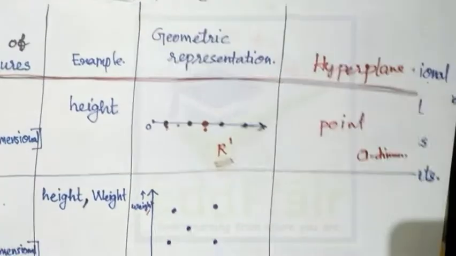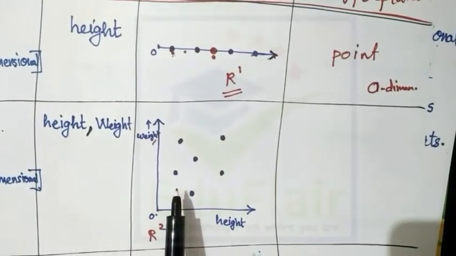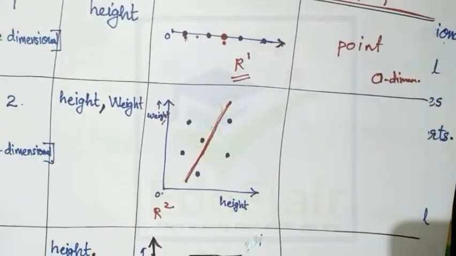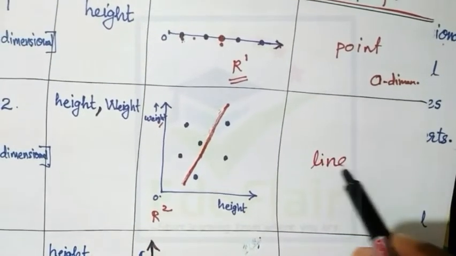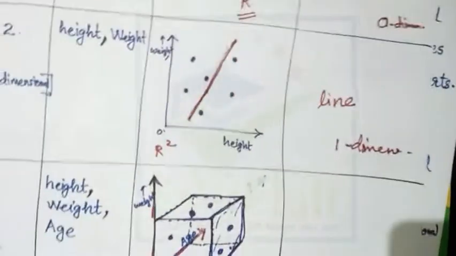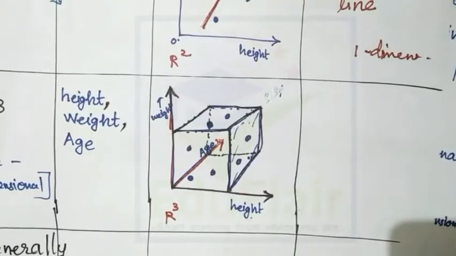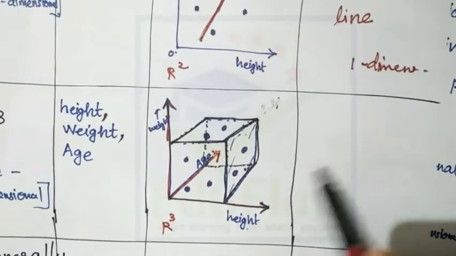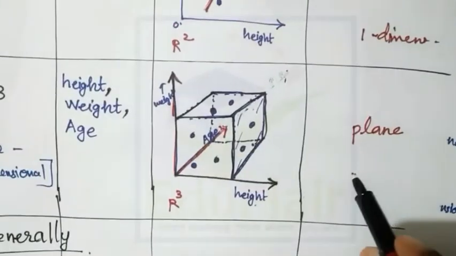Okay. Now let's see 2 dimensional data. So in two-dimensional data, how we can separate these data points into two parts using a line. So in two-dimensional data space, line is the hyperplane. Okay, so line is one dimensional. Now let's see three-dimensional data space. In a three-dimensional data space, how we can separate this data? We can separate this data using a plane. So in three-dimensional data space, plane is the hyperplane. So plane is two dimensional.